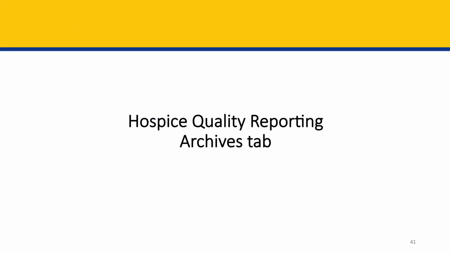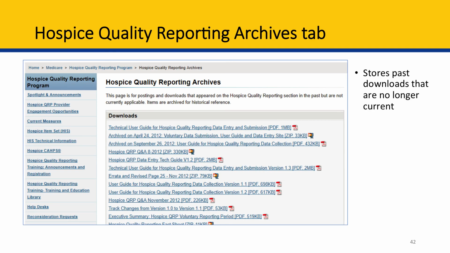The final tab we'll cover is the Hospice Quality Reporting Archives tab. The Archives tab is where old announcements and downloads are placed when they are no longer current. This information may be useful for historical reference purposes, but hospice providers should note that information has been moved here because it is no longer current.